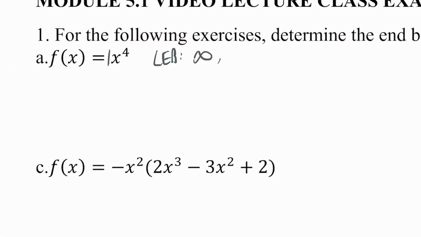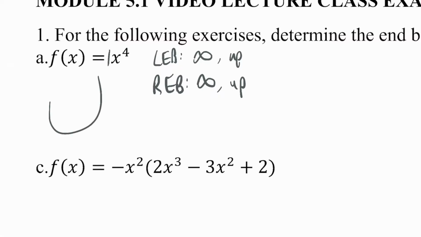The graph goes up. So depending on the context or the book you're using, you could say infinity because that's where the y-coordinate goes, or you could say up because the y-coordinate goes up. And then the right end behavior is the same thing, either infinity or up. In short, the graph looks something like this, up on both sides.